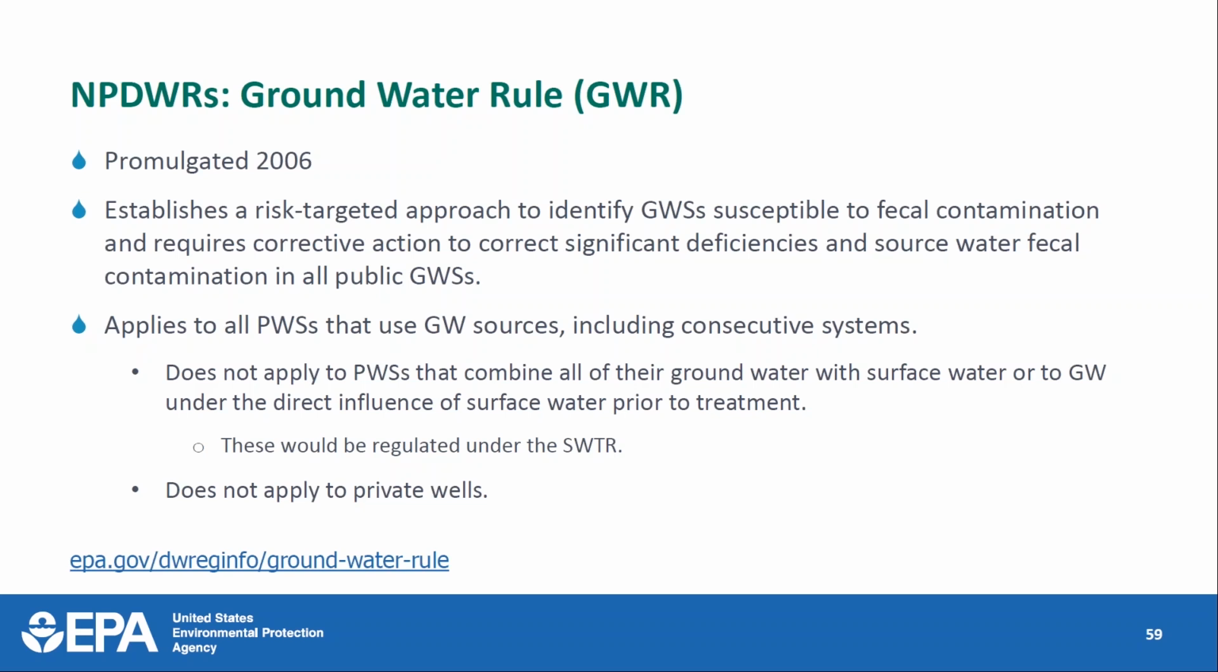So if you start to have TCR problems, you may also have to go look at your source water to figure out if that's where your distribution system problems are coming from. This, again, only applies to water systems, not private wells, because private wells are outside the authority of the agency. Next slide, please.